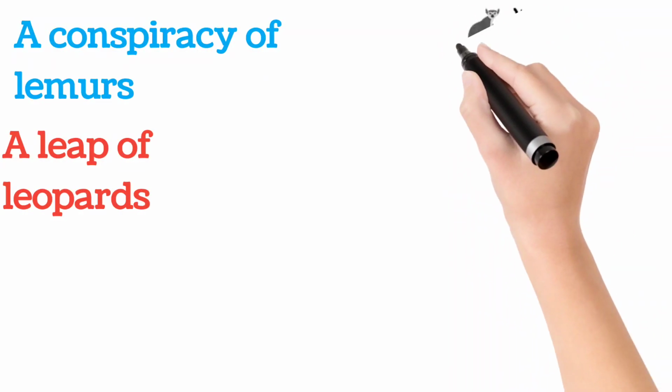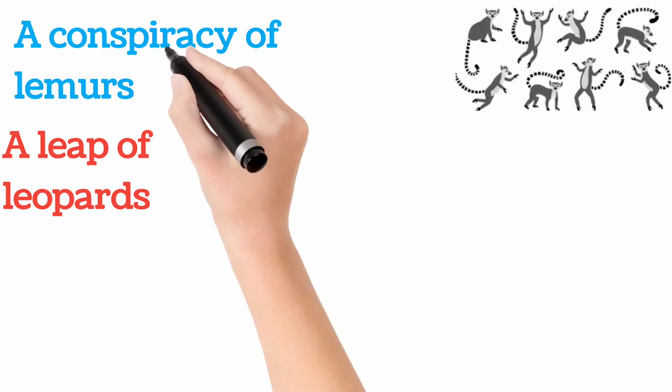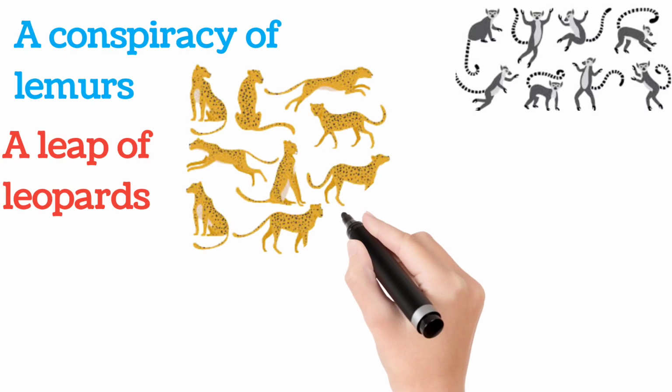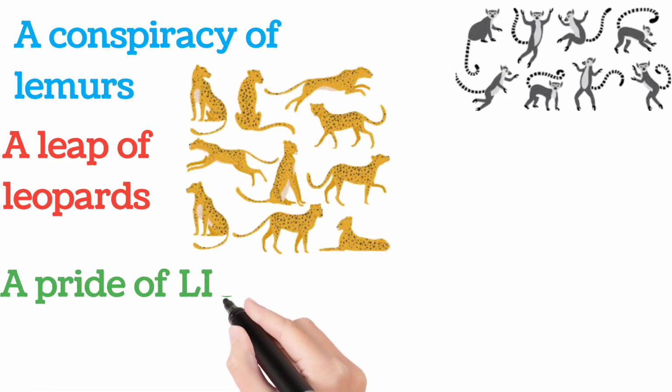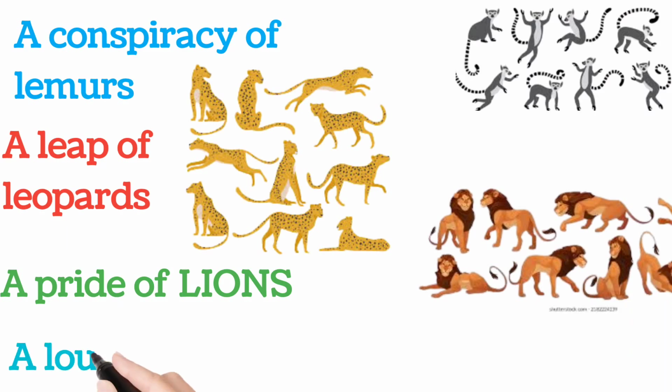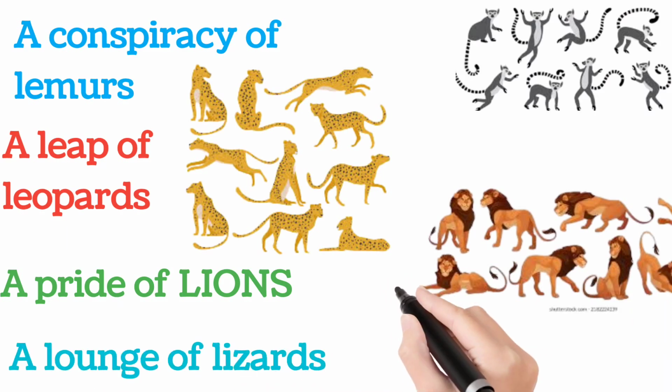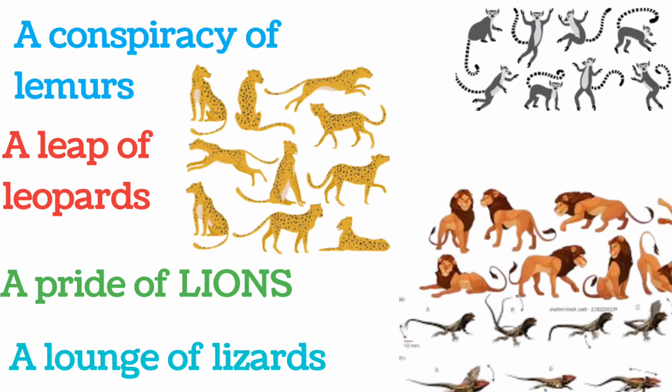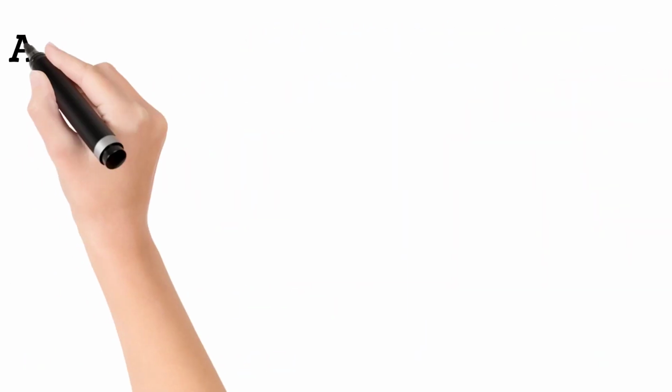A conspiracy of lemurs, a leap of leopards. Here are the lemurs and here are the leopards. A pride of lions, one of the kings of beasts. A lunge of lizards. So the conspiracy, leap, pride, and lunge are the collective nouns.